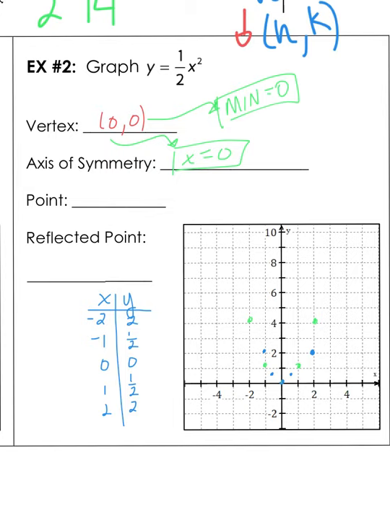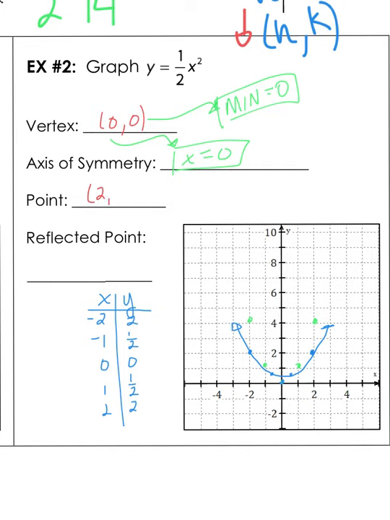Oh, no wonder that point looked funny. So this point is in the wrong spot. I was wondering why it wasn't flattening out. All right, so as you can see, this is a little fatter, wider than the parent function. Now you can choose any point you want to. I'm going to choose this point right here, (2, 2).